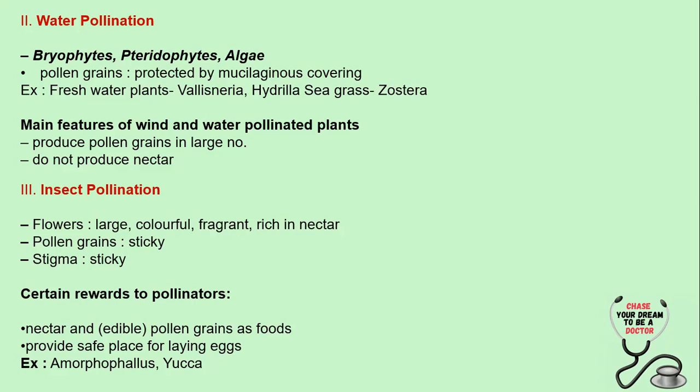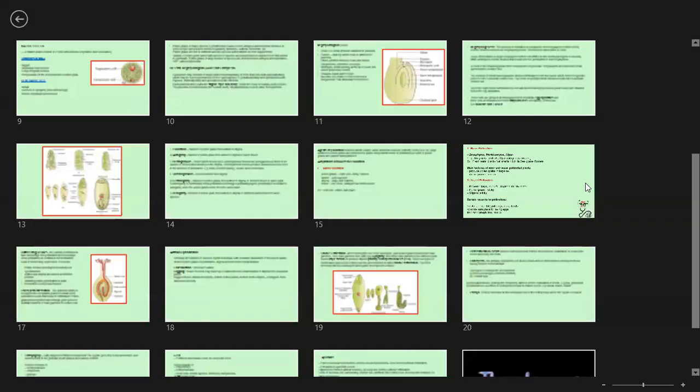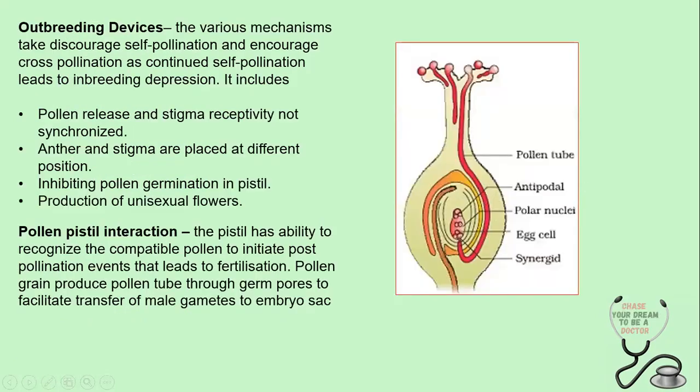Because of certain pollinators, such as in the Amorphophallus and Yucca case, what happens? The Amorphophallus gives the Yucca a safe place. The flower of Amorphophallus will allow the Yucca moth to lay its eggs, nurture them, and hatch them as well. What is Yucca doing in return for Amorphophallus? Transfer of pollen grains. Is this clear for everyone? Yes.